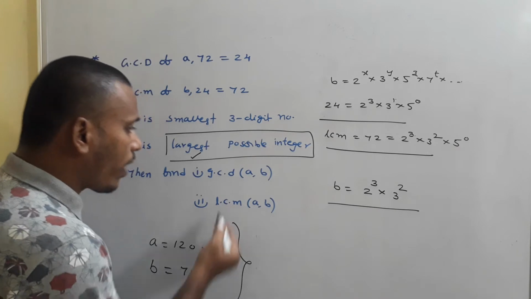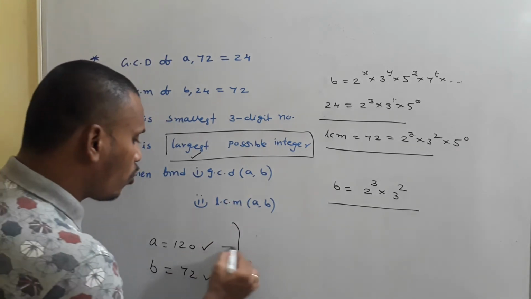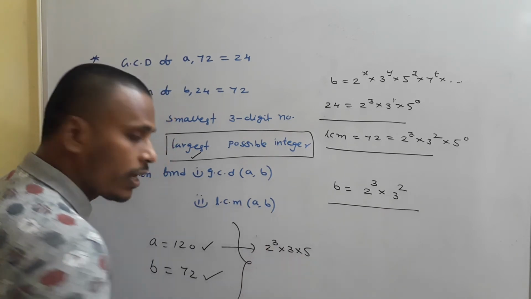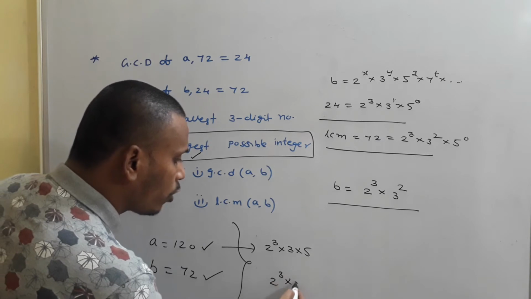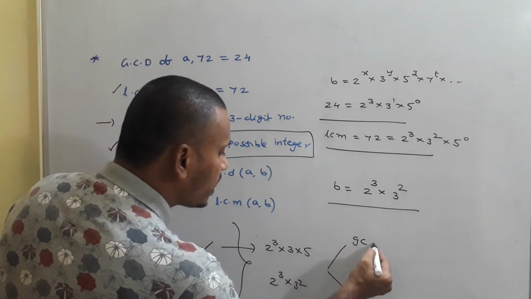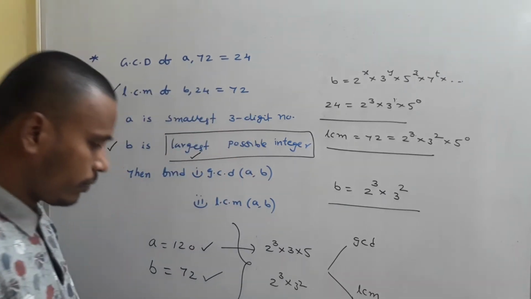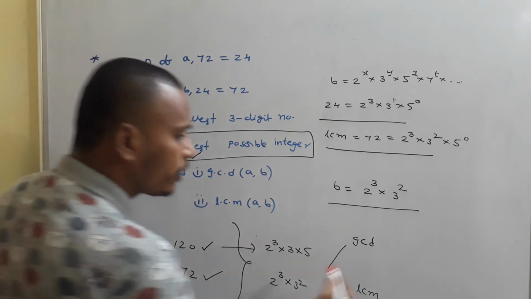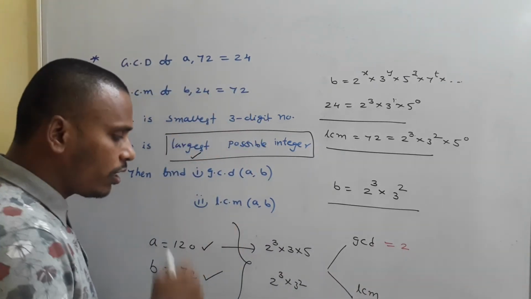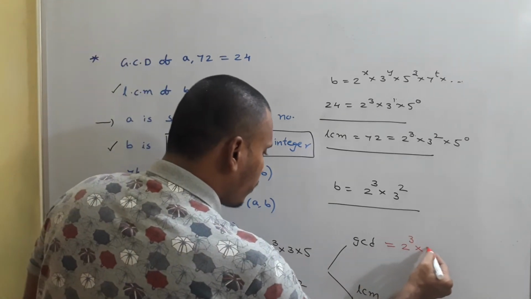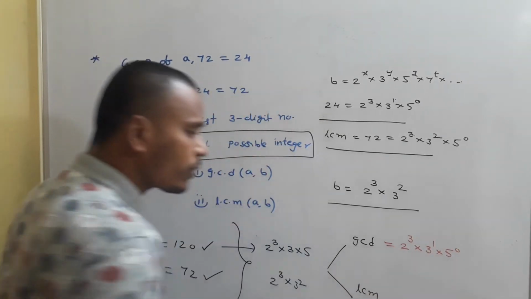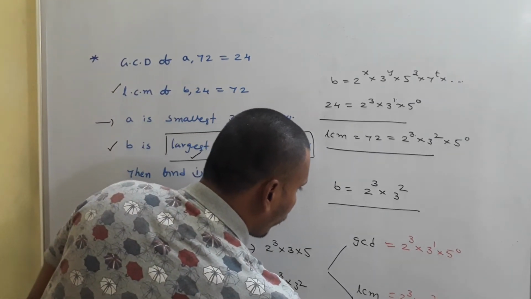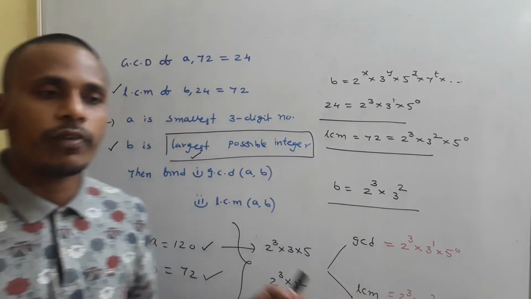At the end our task is to find the GCD and LCM of these two numbers. So 120 is 24 into 5, 2 cube into 3 into 5. 72 is 2 cube into 3 square. The question is about finding the GCD and LCM of a comma b. What is the GCD of these two numbers? The GCD is 2 power, we need to think about the least powers. 3 and 3, least power is 3. 3 power 1, 5 power 0. Whereas coming to LCM, 2 power 3, highest power 3 square and 5 power 1. That is GCD. This is LCM for a comma b.